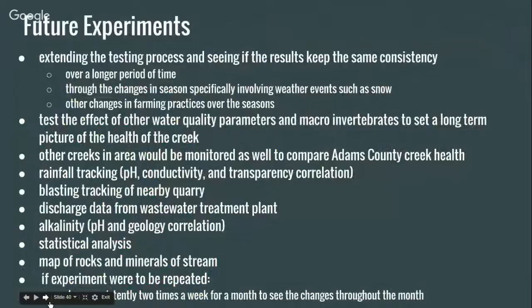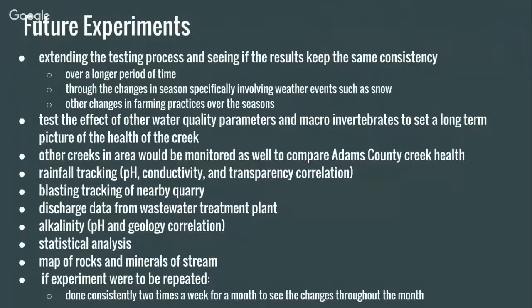A future experiment would be expanding the testing process and seeing if results kept the same consistency over a longer period of time and throughout the changes of seasons, specifically involving weather events such as snow and other changes in farming practices over the seasons. If this experiment were to be repeated, the tests would be done consistently 2 times a week for a month to see the changes throughout the month.